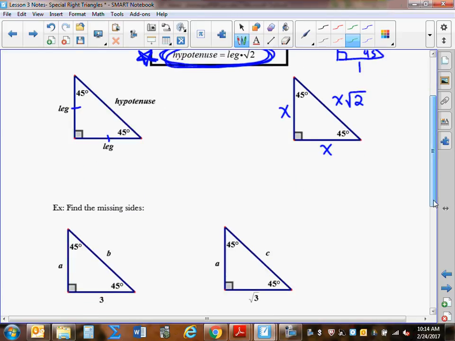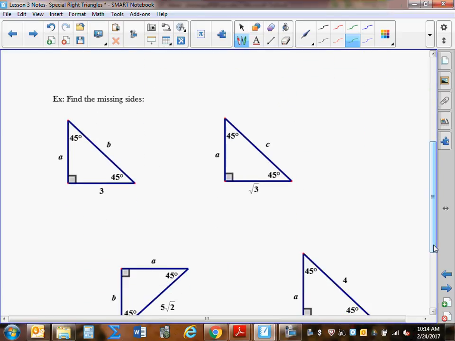Okay, let's do a few of these. This first example says find the missing sides. They gave us 3. Is 3 the leg or the hypotenuse? The leg. So what is A going to be? 3. Very good. What is B going to be? 3 times the square root of 2. Remember, your hypotenuse equals the leg times root 2.